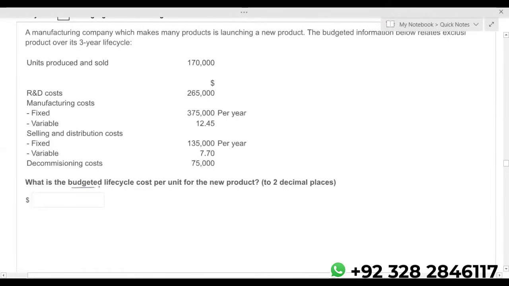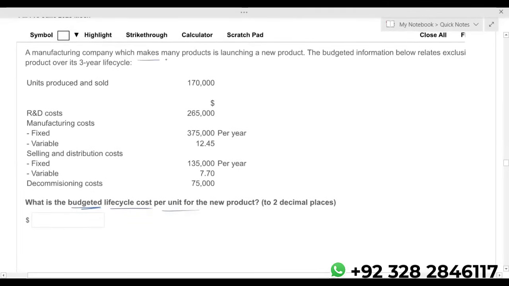What is the budgeted life cycle cost per unit of the new product? So we know that in budgeted life cycle costing, I need the estimated cost over the entire life divided by the number of units, and you will get the cost. Let's try.